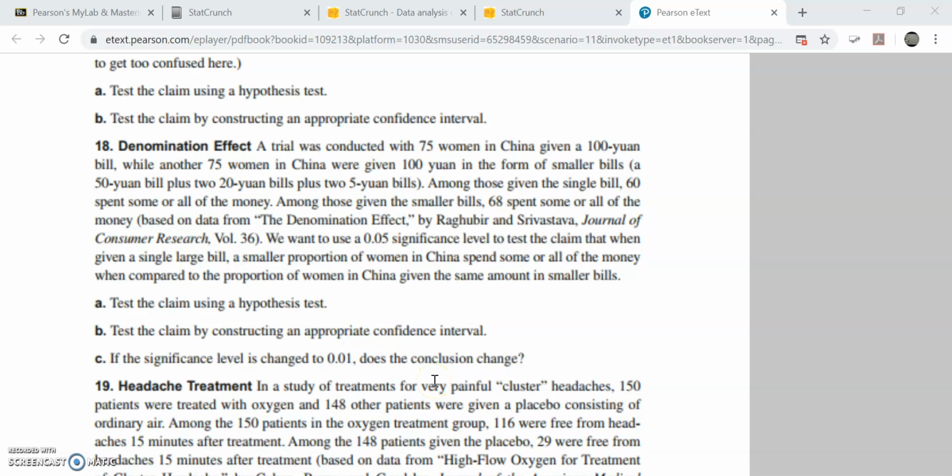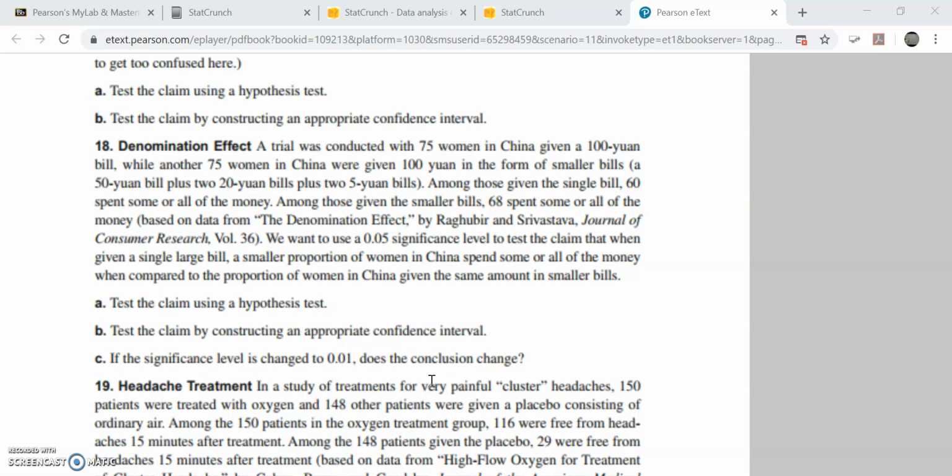We have a trial conducted with 75 women in China that gives a 100 yen bill, while another 75 women in China were given 100 yen in the form of smaller bills. Among those given a single bill, 60 spent all or some of the money, and with those given the smaller bills, 68 spent some or all. We want to use a 0.05 significance level to test the claim that when given a single larger bill, a smaller proportion of women in China spent all or some of the money.